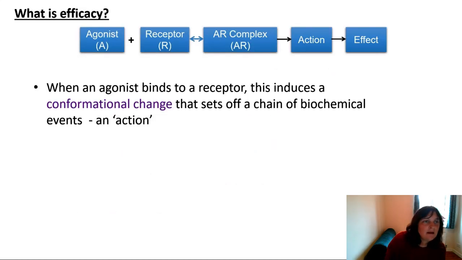Okay. So that's potency. Well, what is efficacy? When an agonist binds to the receptor, this induces a conformational change in the receptor that sets off a biochemical chain of events and action within the cell. That might be, for example, the opening of an ion channel. It might be the triggering of a G protein coupled cascade of intracellular signaling events.